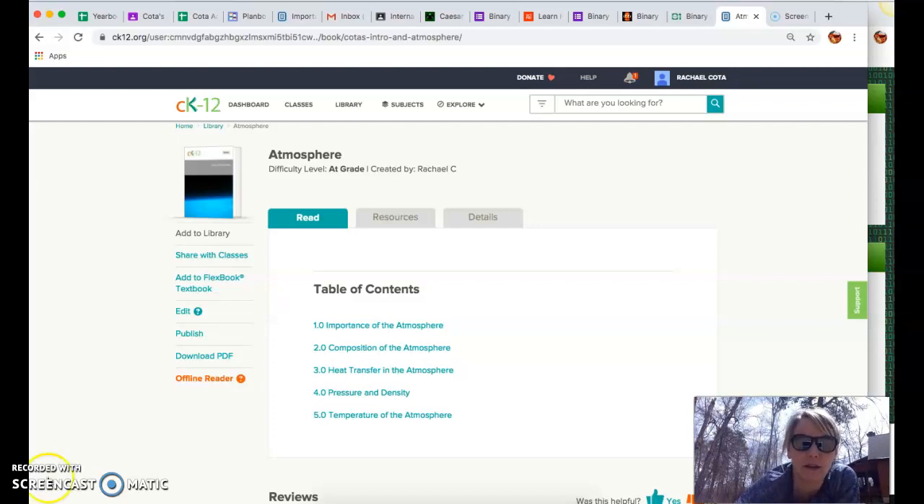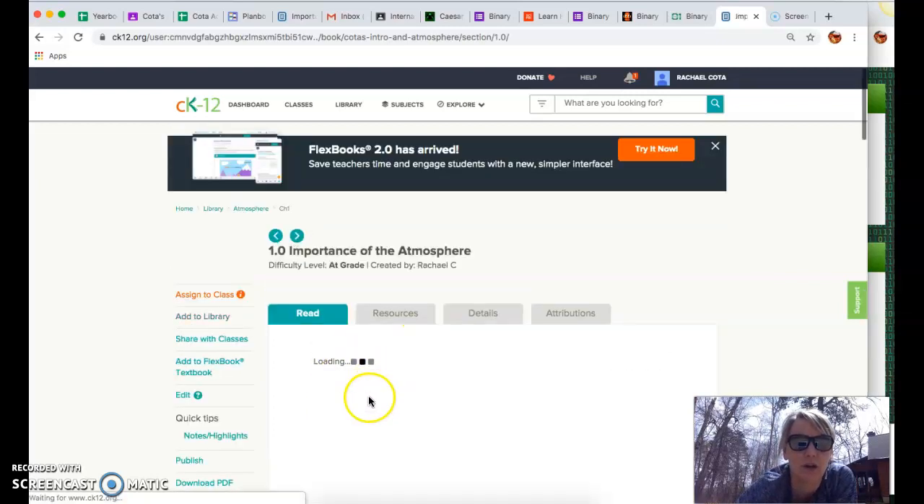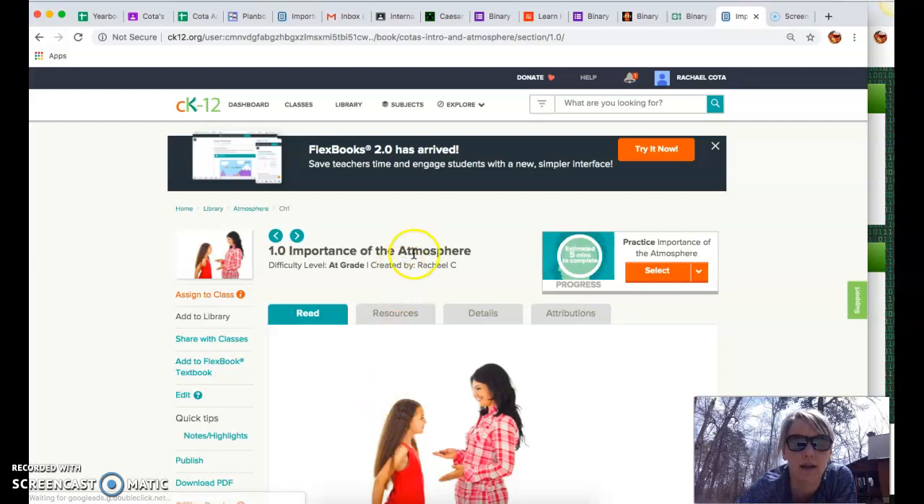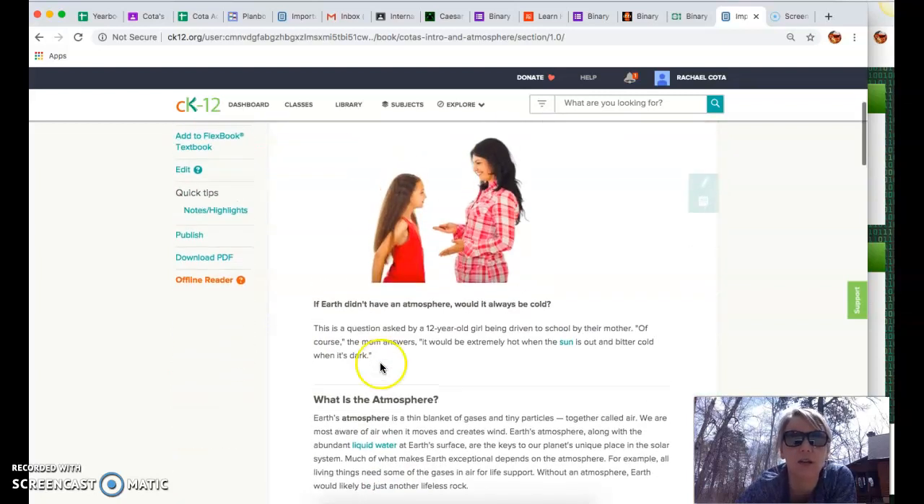Anyways, today, our first chapter is on the importance of the atmosphere. So we're going to go over the reasons why our atmosphere is important, not necessarily what it's made up of or anything, just why we need our atmosphere. And it starts out here with a mom and daughter talking, and she asks, if Earth didn't have an atmosphere, would it always be cold? And the answer to that is yes.